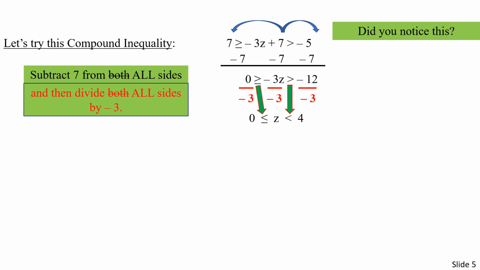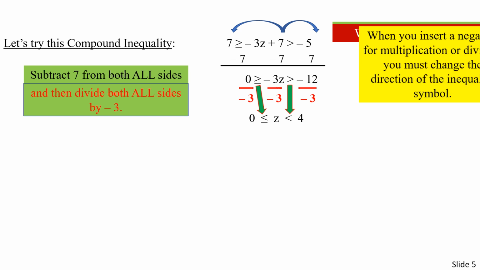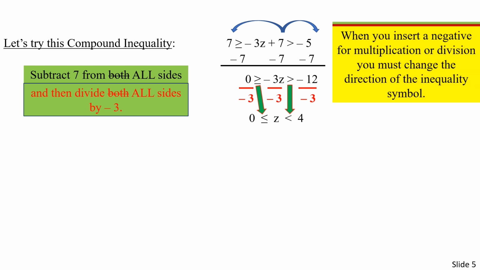Did you notice that the inequalities switch directions? The one on the left, greater than or equal to, became less than or equal to, and the one on the right, greater than, became less than. And you're saying, why? Well, when I inserted a negative for multiplication and division purposes, that 3 I put down there was a negative 3. That forces me to change the direction of my inequality symbols. Never had to do that with equal signs, because when you flip an equal sign, it doesn't make a difference. But when you flip an inequality symbol, it does make a difference.